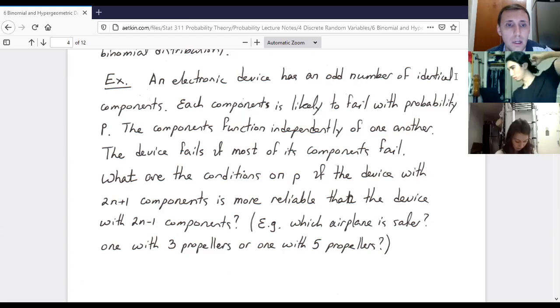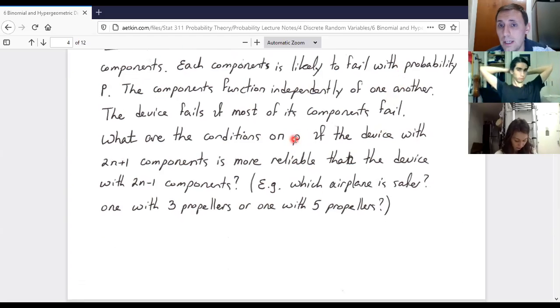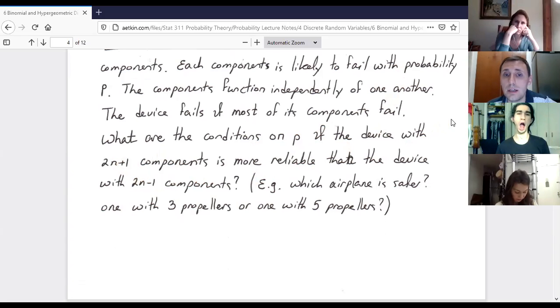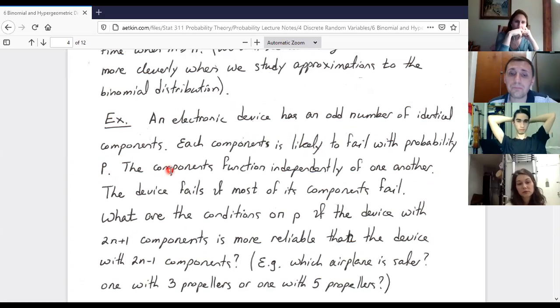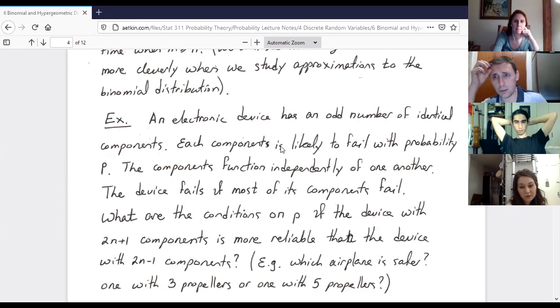Yes? Then what are the conditions on p if the device with 2n plus 1 components is more reliable than the device with 2n minus 1 components? You understand? What must be the reliability, so the failure rate, so to speak, the failure rate p, if it's better to have more components than fewer components. You might even have a sense of what that might be. So you might have an instinct of what p might be, but of course you want to argue to be sure that it is the right instinct.